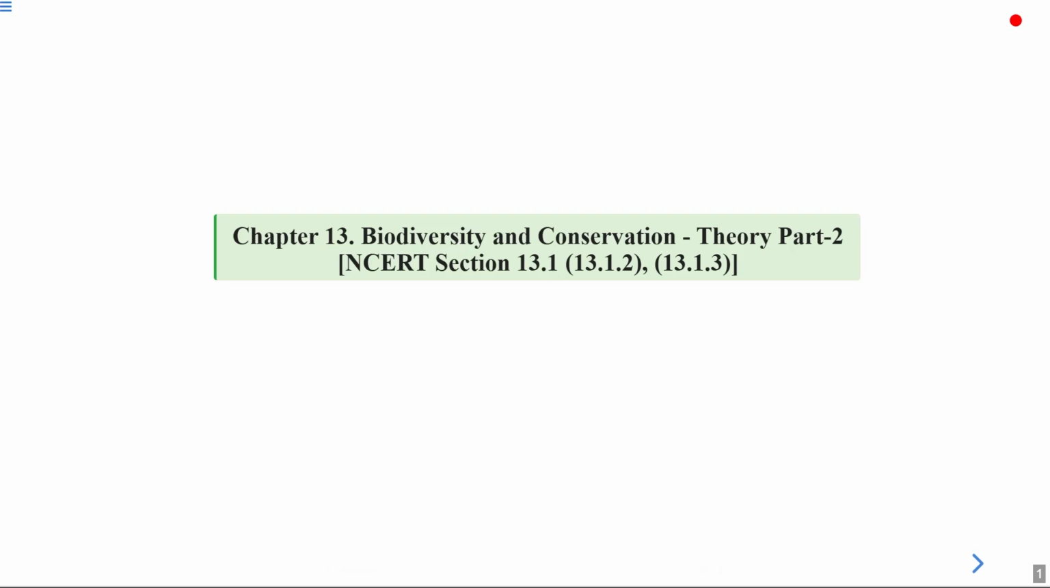Hello everyone and welcome to today's session. Today we'll be discussing the theory related to the chapter Biodiversity and Conservation.